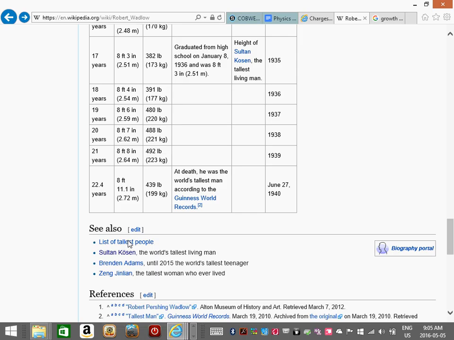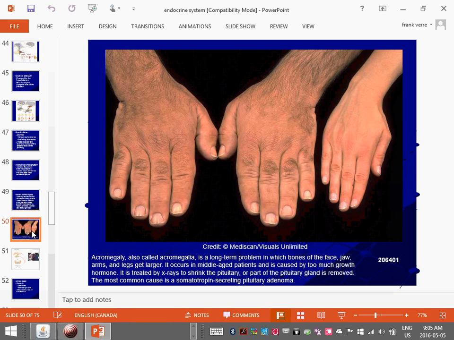What happens if the tumor develops after that point? Now you have too much growth hormone, but you stop growing. So what happens in that case? Well, in that case, you don't get bigger, but you get thicker, right? You'll get more muscle. You'll get bigger hands. You'll get bigger face. You'll get bigger bone structure, right?